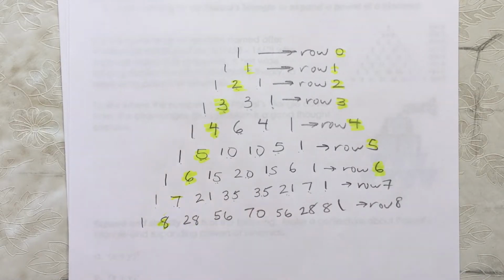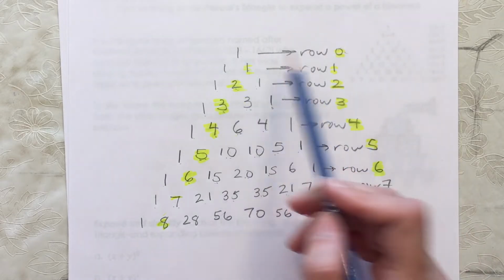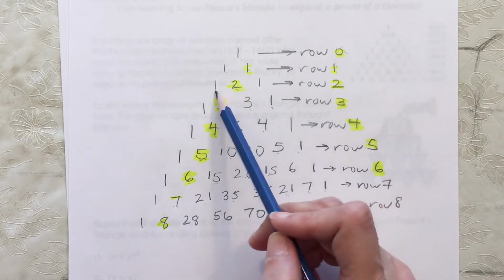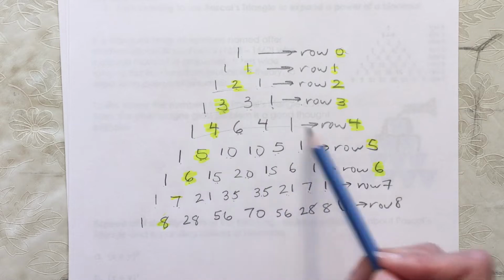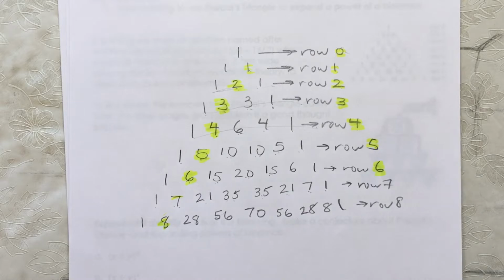Another thing about it is that row 0 has 1 term, row 1 has 2 terms in it, row 2 has 3 terms in it, row 3 has 4 terms in it, row 4 has 5 terms in it. So there's always one more term than the row number in that specific row of Pascal's triangle.